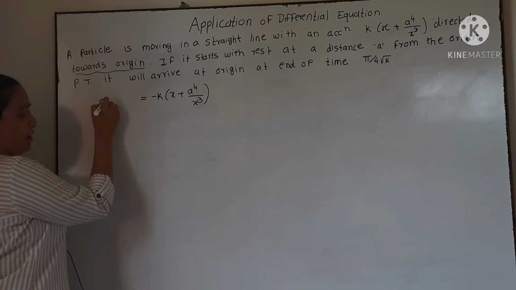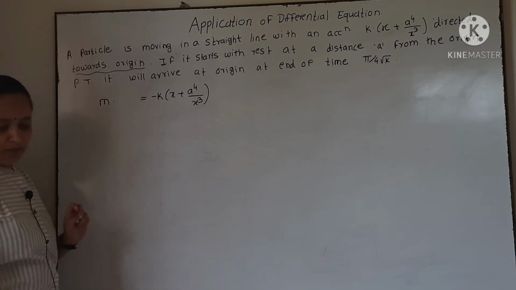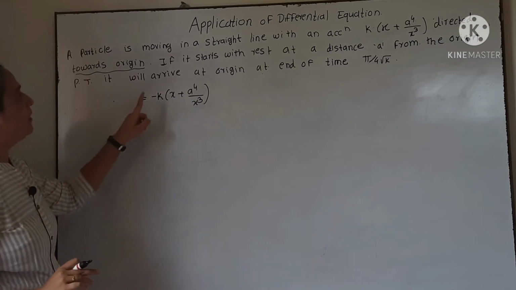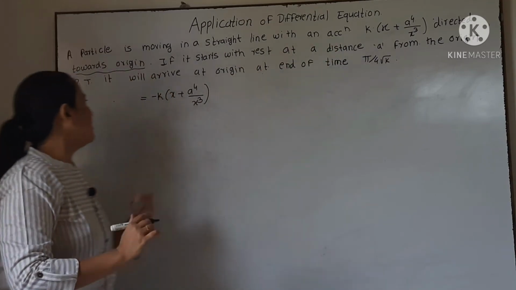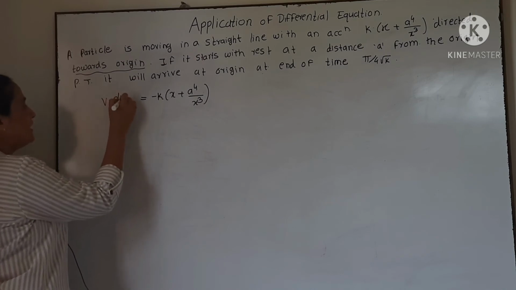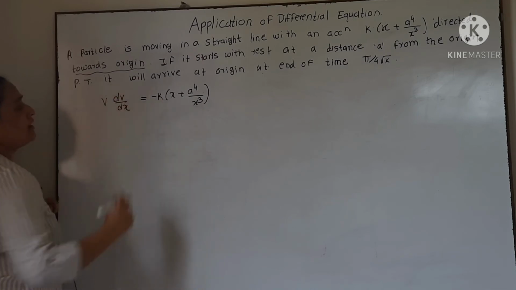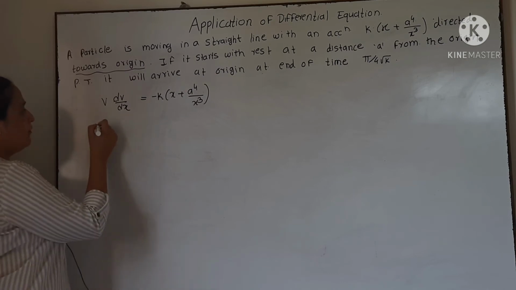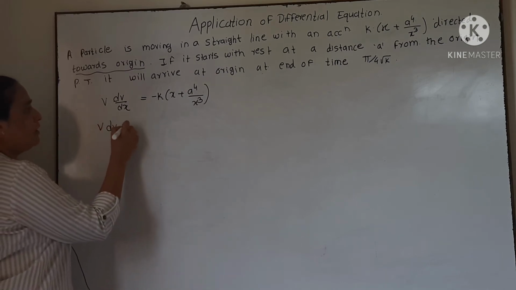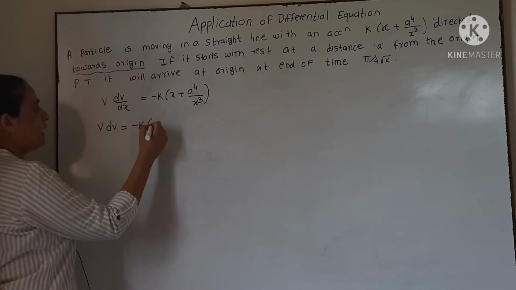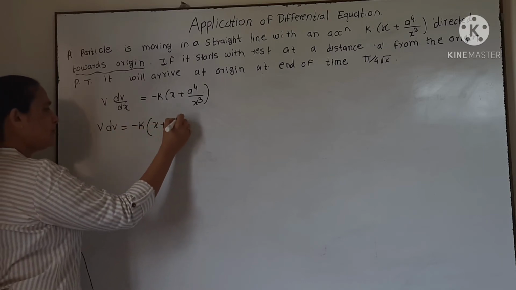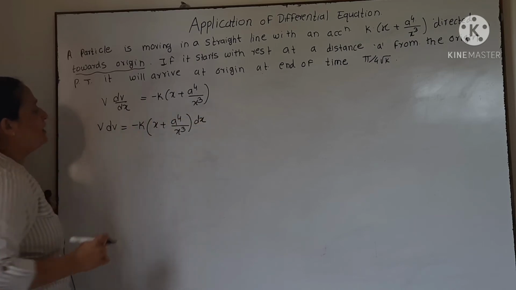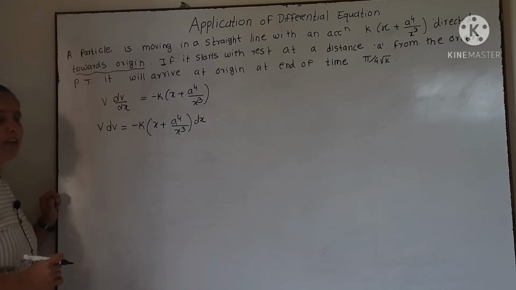And this is equal to what? Mass into acceleration. Sorry, a particle is moving. This is an acceleration. So this is v into, we can say, dv by dx. So you have to solve this differential equation. We can easily convert this into variable separable form. This can be written as v into dv equal to minus k in bracket x plus a raised to 4 upon x cube into dx. Variables of v on one side, variables of x on another side.